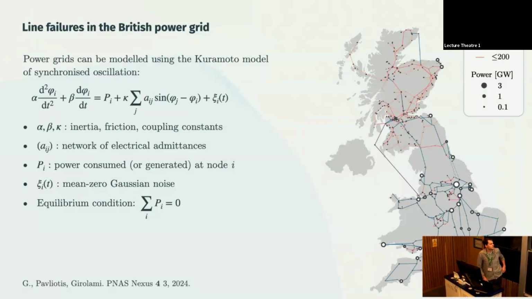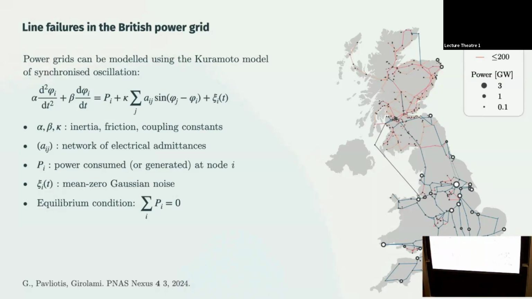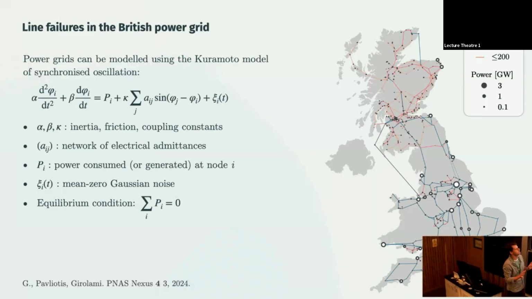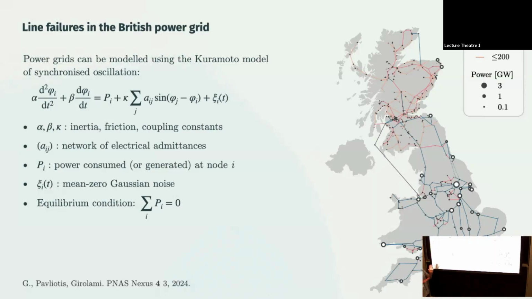You can model power grids using the Kuramoto model of synchronized oscillation, where you have nodes in the network coupled through the network edges. They're oscillating with a certain phase, and because they're coupled, the phases will synchronize over time. The synchronization process follows a second-order differential equation, which is the Kuramoto model. There are a bunch of parameters. The parameters that we want to learn from observations of the network dynamics are the A_ij, the edge weights. This is the network adjacency matrix.